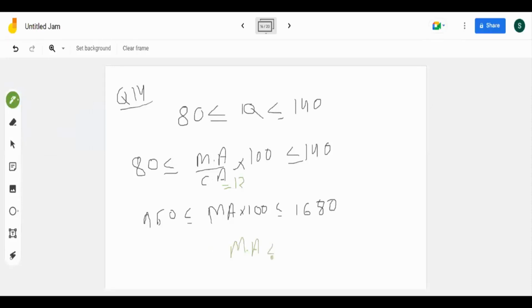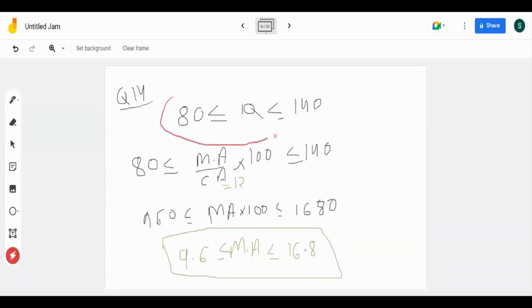If we divide by 100, this will become 16.8, and this will become 9.6, including both of them. Okay, so this is our answer. What we have done is kind of similar. We have given this inequality in the question itself, that IQ must lie between 80 and 140. We have given the formula that IQ is mental age by chronological age into 100, and the study data given is for 12 year olds. So we can substitute CA equals 12. The only variable left is MA, so we can solve the inequality to get the range of MA. So this is our answer.